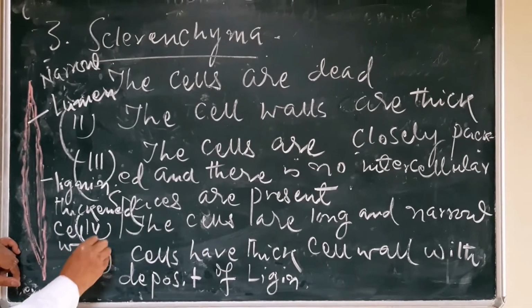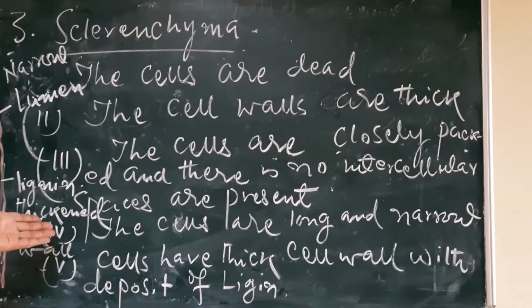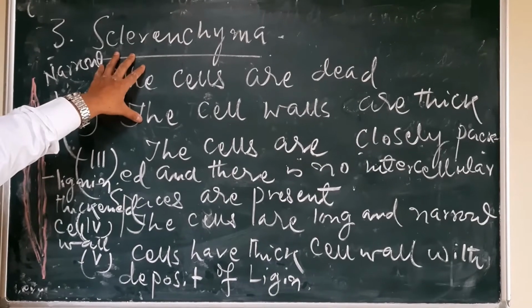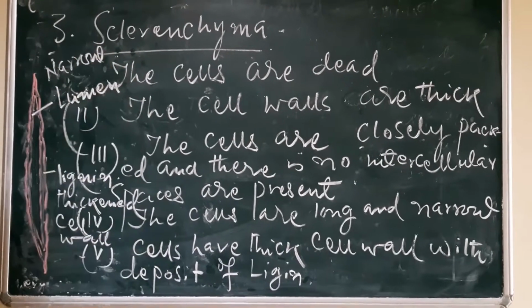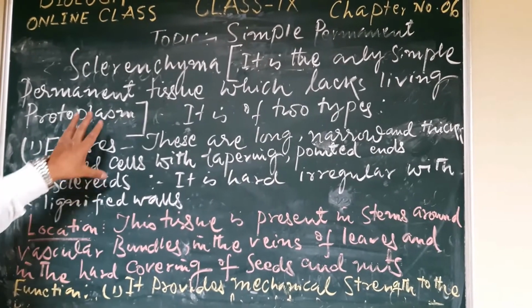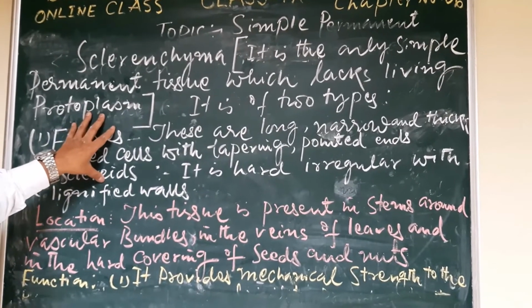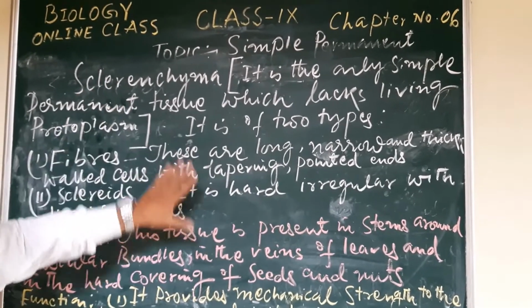So these are some facts about the Sclerenchyma. Next we will discuss the types of Sclerenchyma, its occurrence and functions. Here we are in the last part of the Sclerenchyma tissue, its types. Before this we have discussed its special features.